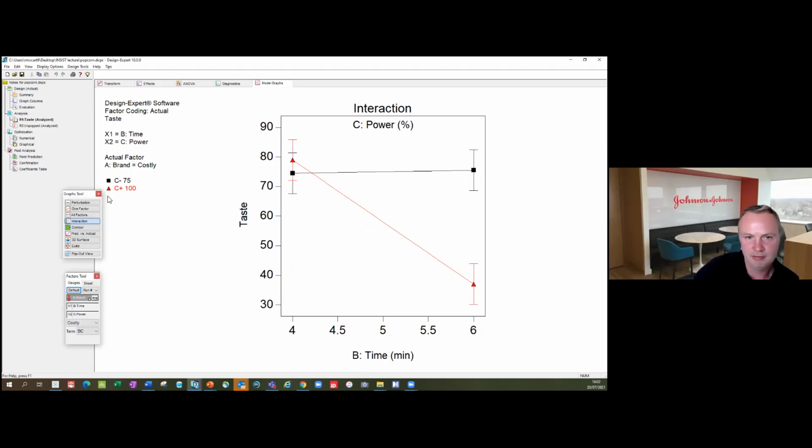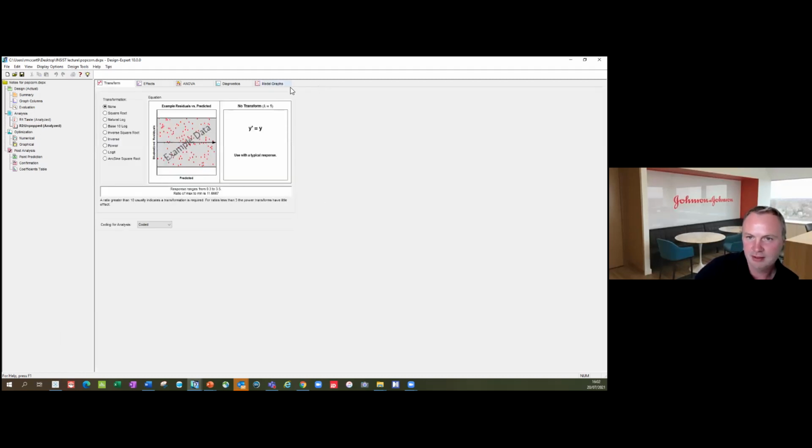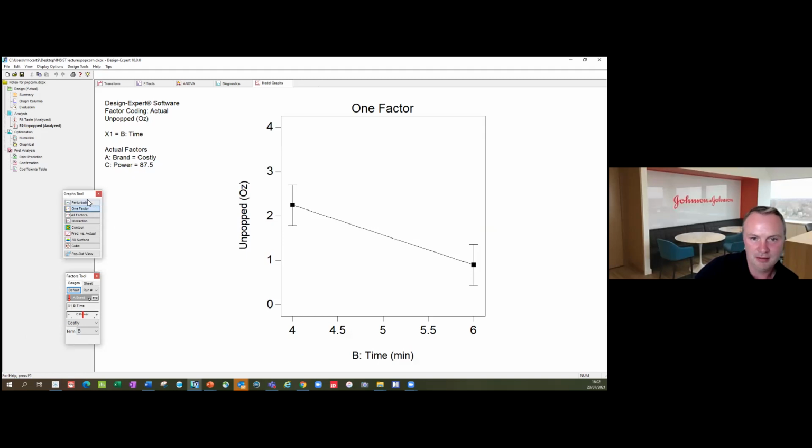responses that we've selected. So we have taste. Okay, so here we have an interaction, right, between time and power. High power in red, low power in black, and time between 4 and 6 minutes. What it's telling us here is, okay, well, at 4 minutes, at whichever power we choose, we get tasty popcorn, and it's less tasty when you have 6 minutes at the high power.